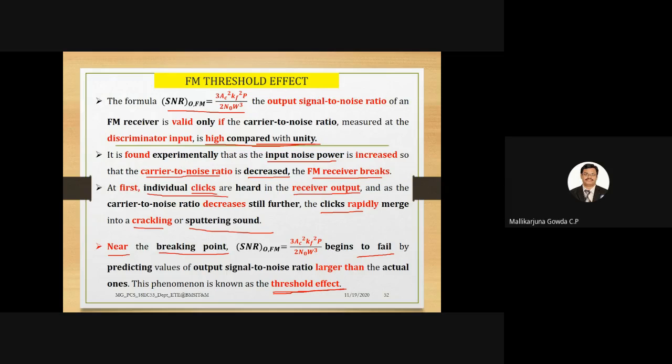Definitely they will ask for the definition in the exam: define threshold effect, capture effect, like that. So try to understand this.